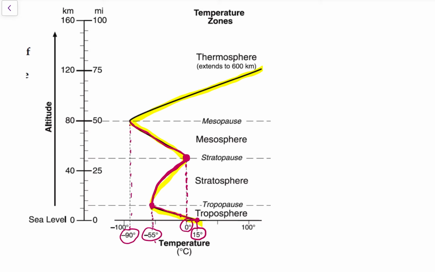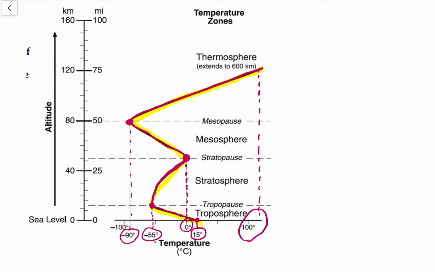The last layer of the atmosphere on our diagram is the thermosphere. I can follow my temperature line all the way up in the thermosphere. And I could see in the thermosphere, it starts at negative 90 degrees. And if I were to follow this black temperature line towards the top of the thermosphere, I can see the temperature seems to go up pretty high, even upwards over 100 degrees Celsius. So in the thermosphere, the temperature is increasing as you move up and increase your altitude.